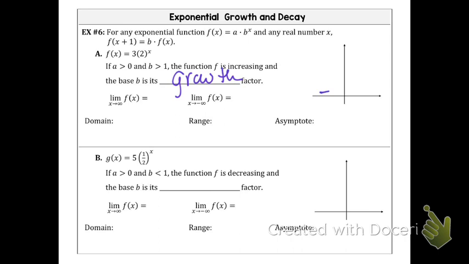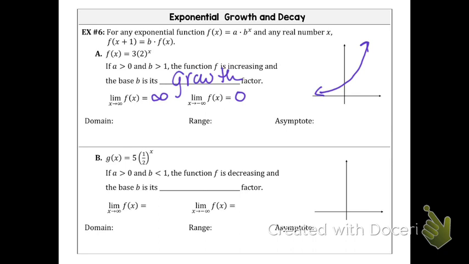And so we know if it's growing, it's going to be doing like this as we go from the left to the right. And so the limit as x goes towards positive infinity, it's going to go up to the right, so it's going to infinity. And the limit as x goes towards negative infinity, that's where it's getting flatter. That's where it's approaching that horizontal asymptote, which is at 0.